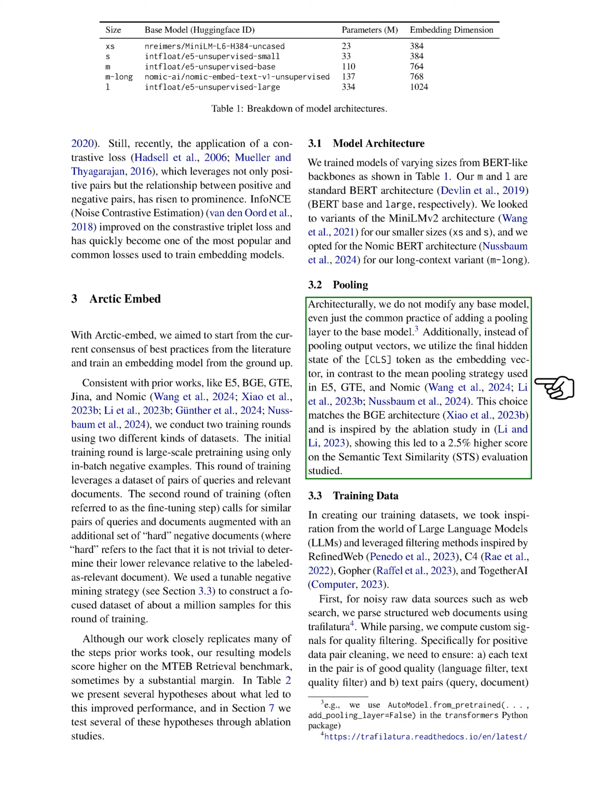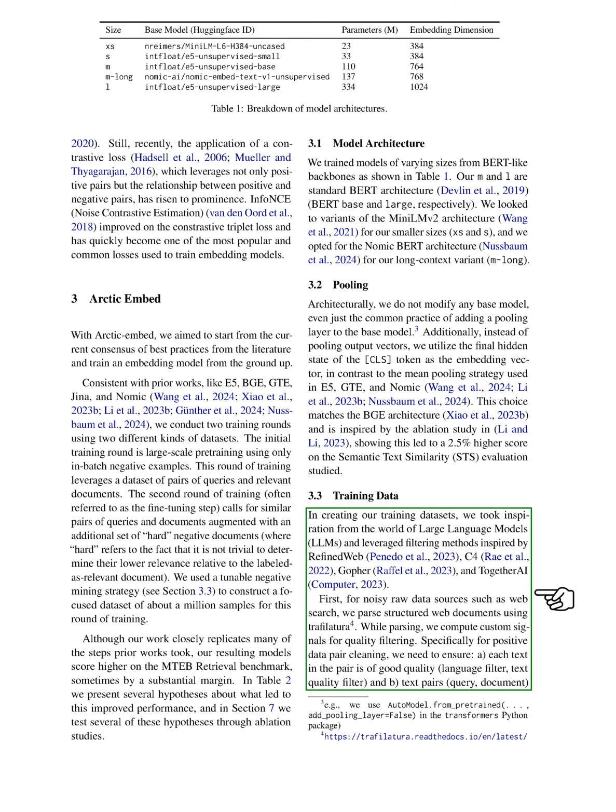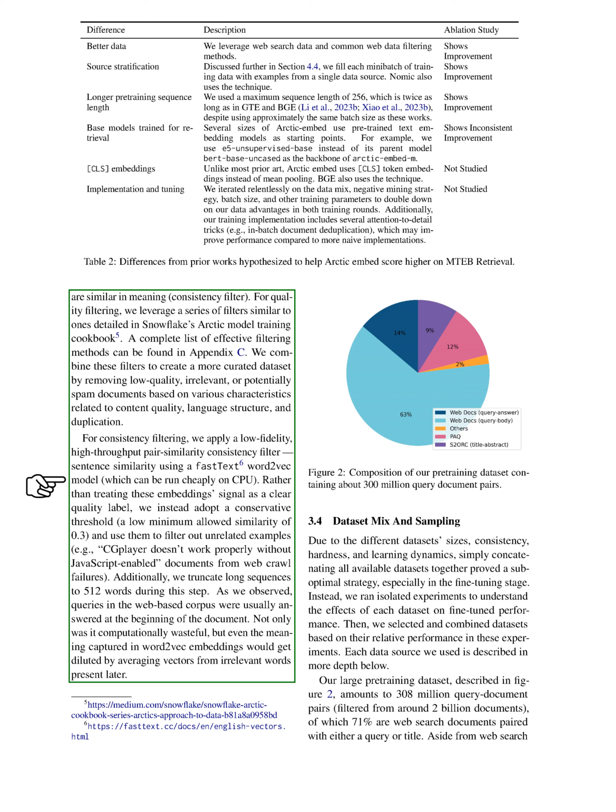In terms of architecture, we did not modify the base model but used the final hidden state of the CLS token as the embedding vector instead of pooling output vectors. This decision was influenced by previous studies showing improved performance on semantic text similarity evaluation. For training data, we drew inspiration from large language models, LLMs, and employed filtering methods from RefinedWeb, C4, Gopher, and Together AI. We applied quality and consistency filters to create a curated dataset by removing low-quality or irrelevant documents.